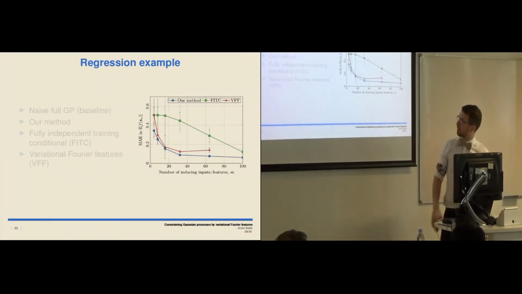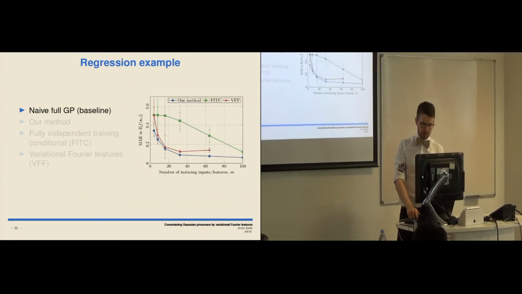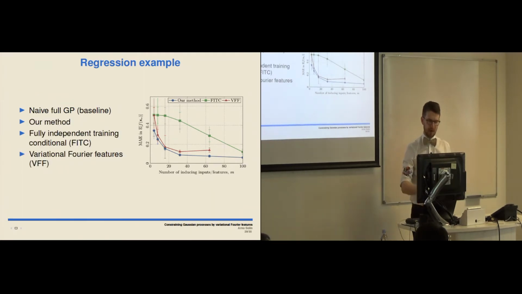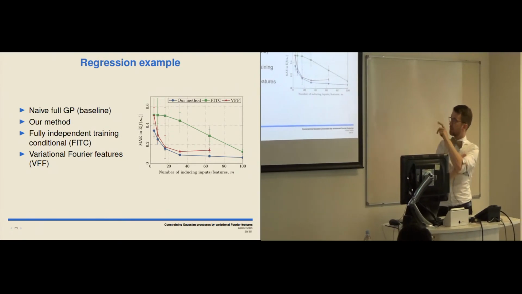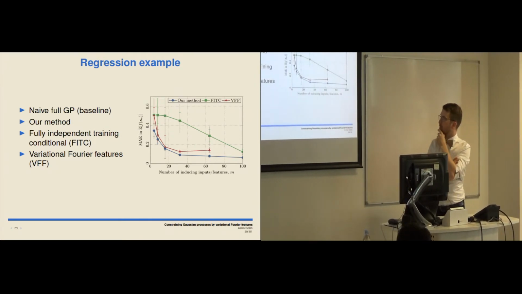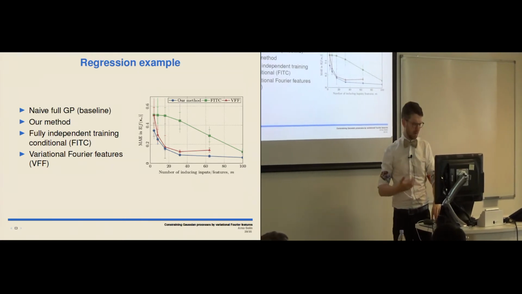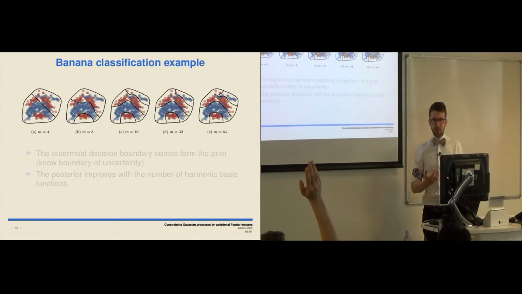So for example here, we compare our method to the baseline, which is a full GP with a whole bunch of zero noise measurements along the boundary, and we compare that then to VFF, variational Fourier features, and FITC with these pseudo measurements, and it turns out that works actually very well, which is kind of not surprising. It's a bit unfair maybe. So then we also look at classification.